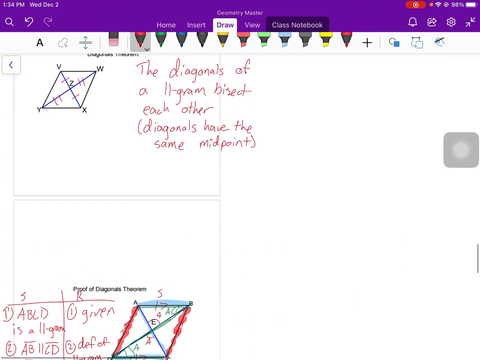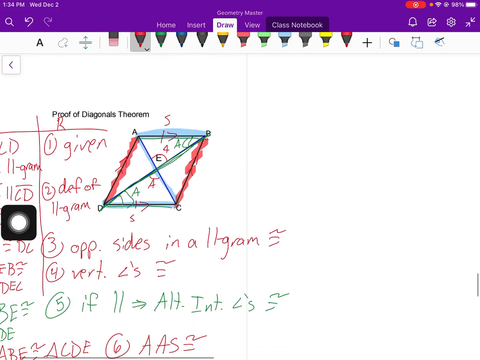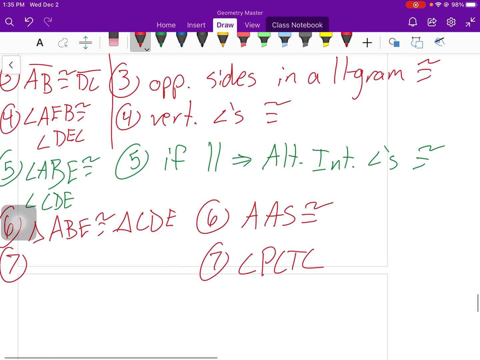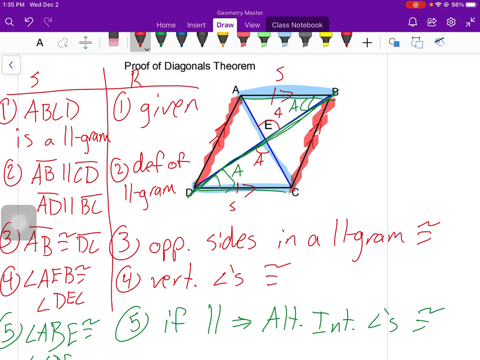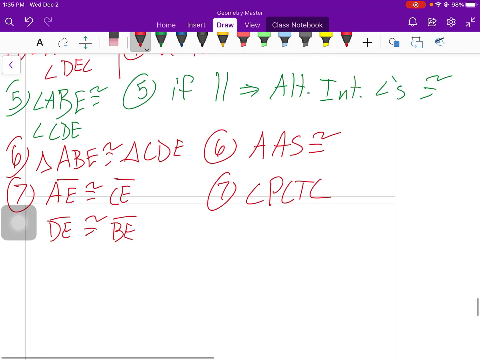And what I'm trying to figure out, remember, I'm proving the diagonals theorem, which said diagonals have the same midpoint. So I need to prove that YZ and ZW are the same, or VZ and ZX are the same, but obviously with different letters in this instance. So what I want is segment AE is congruent to segment CE, AE and CE, and also segment DE is congruent to segment BE. That's not quite enough to say that I'm done.